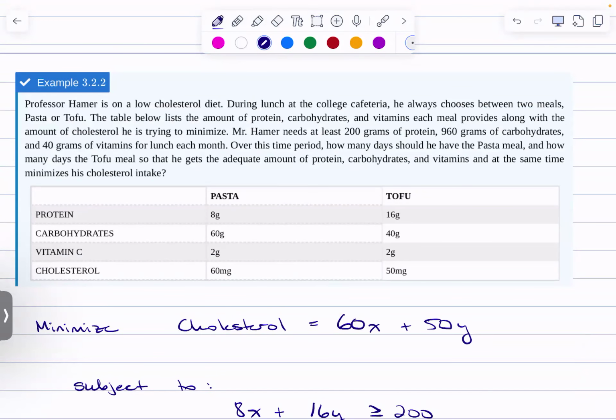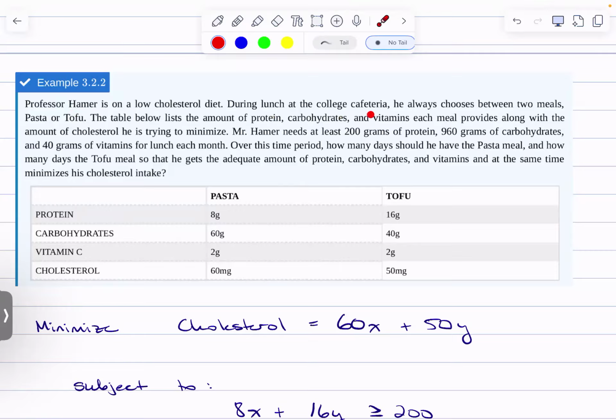This one, I think, is kind of interesting because we have maybe dietary goals that we want to hit. And so this is one way of solving problems like that. I think Professor Hamer is on a low cholesterol diet, but he's on a pretty weird diet. So let's see. We've got pasta, we've got tofu, each with some protein, carbohydrates, vitamin C, and cholesterol amounts, right? And so these are things that we could have in real life, and you're setting up your diet.